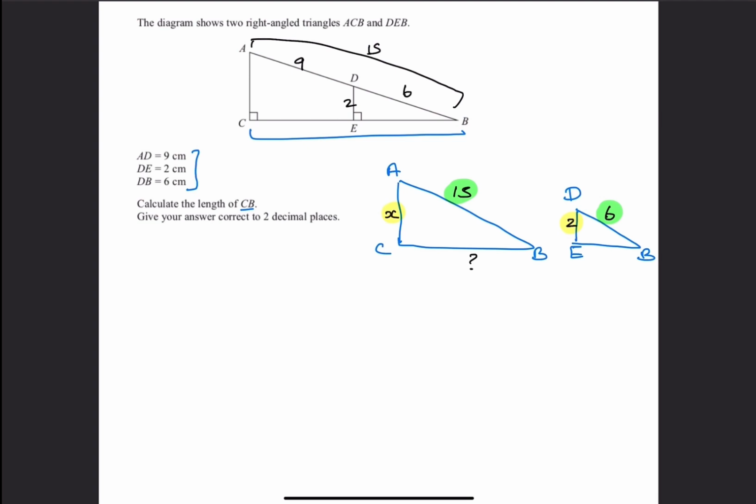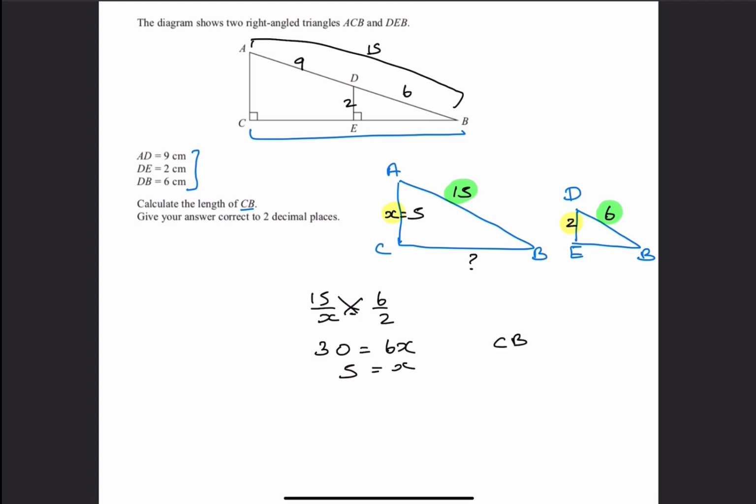Remember, I will do this length divided by that length, which is equal to that length divided by that length. It's just a ratio. So 15 over x is equal to 6 over 2. Remember, if you do this one divided by this one, then it's always that one over that one. We can cross multiply. That gives you 30 equals 6x. So x is equal to 30 divided by 6, which is 5. So x is 5.